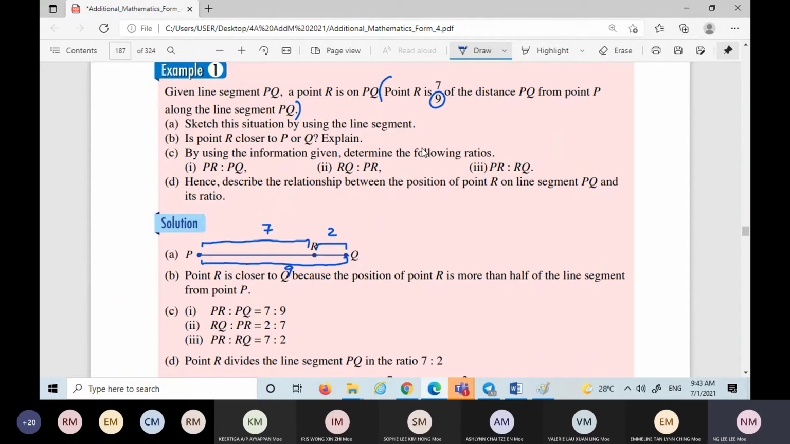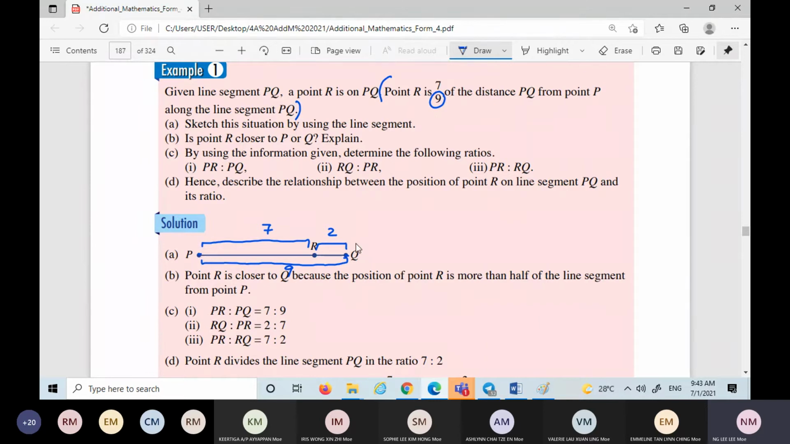Now we go to B. Is point R here closest to P or Q? It's closest to Q, because the position of point R is more than half of the line segment from point P. The explanation, I also don't know how, not really good, but you just have to understand that point R is near to point Q. Part C, by using the information given, determine the following ratio. So PR, PQ. PR is where? PR is here. PQ.